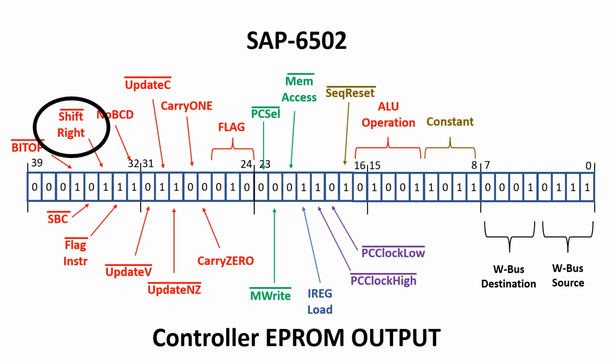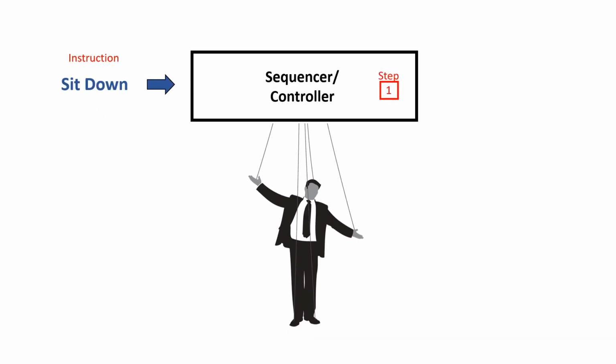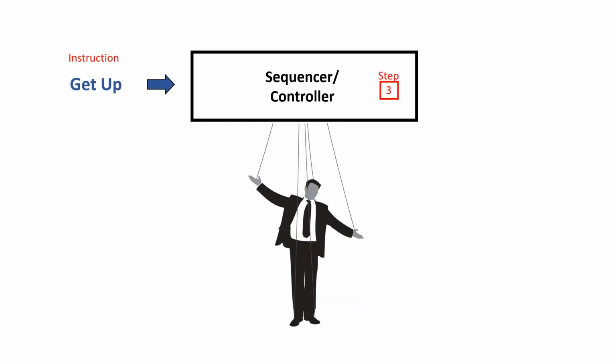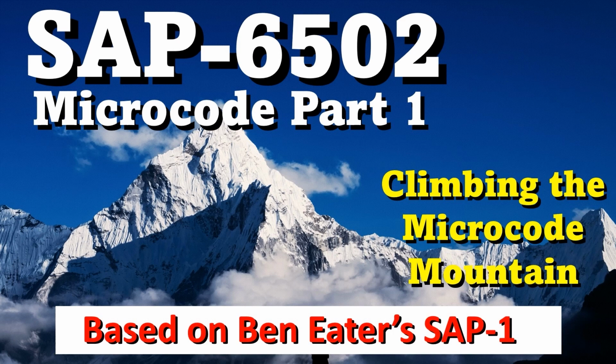Where does this shift write bit come from? You guessed it, the sequencer controller. Maybe now you can start to understand why I think of it as being like the Puppet Master. As I've already mentioned, I'm doing an entire playlist on how to write the microcode for the sequencer controller.